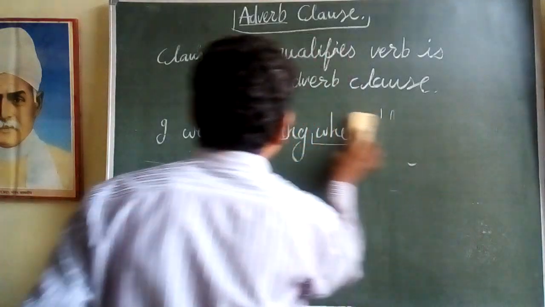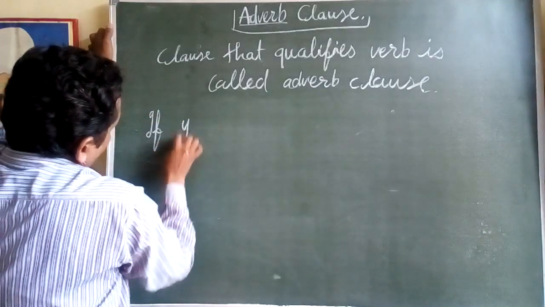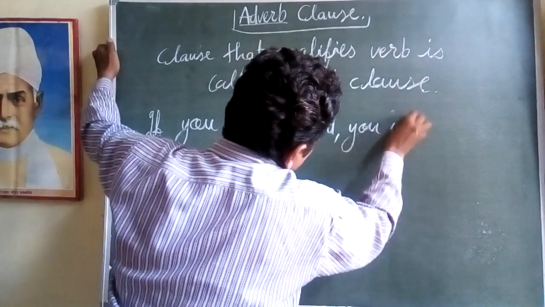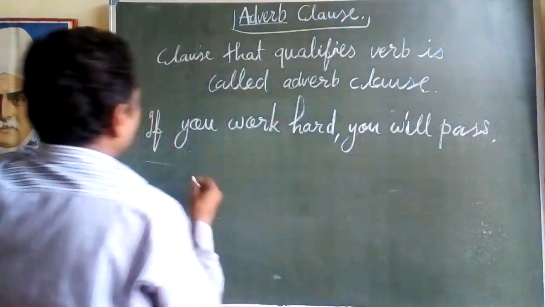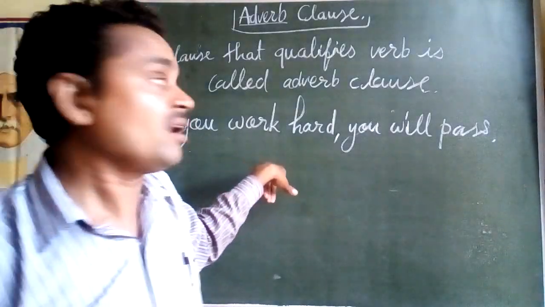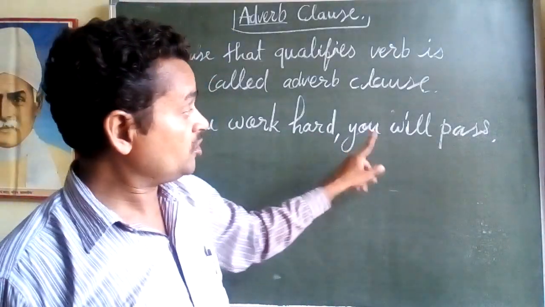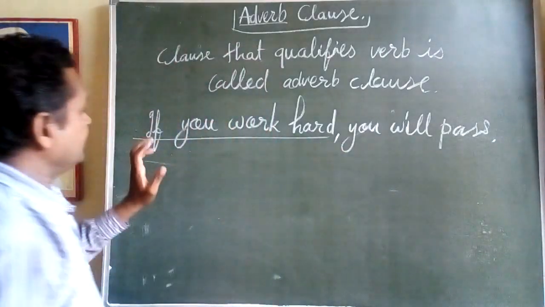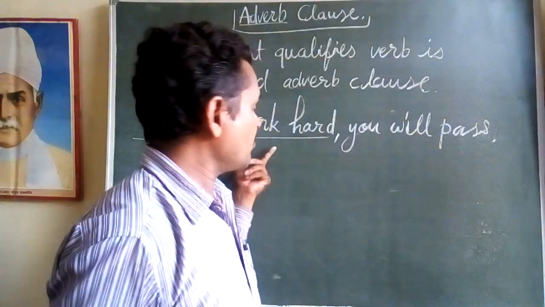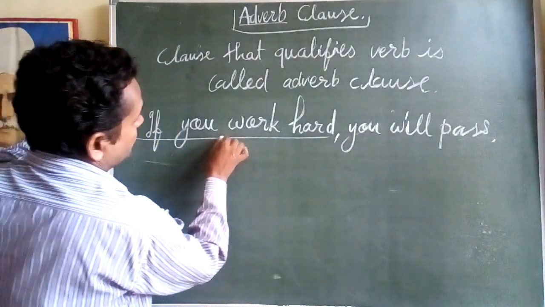Now come to the next example. If you work hard, you will pass. This is a conditional adverb clause, because there is a condition. If you work hard, you will pass. This sentence is qualifying the verb, you will pass. So this whole sentence is qualifying the verb. This is called an adverb clause.